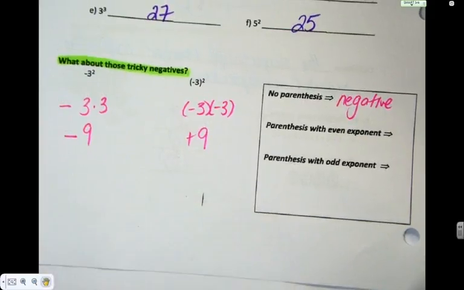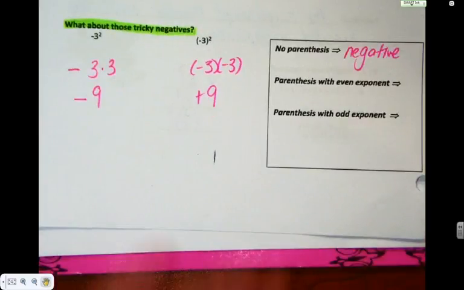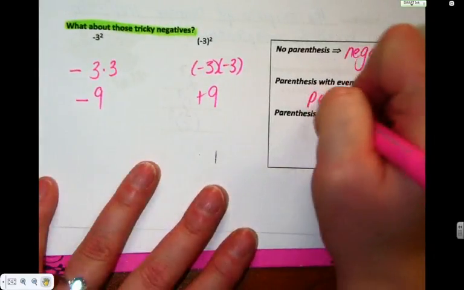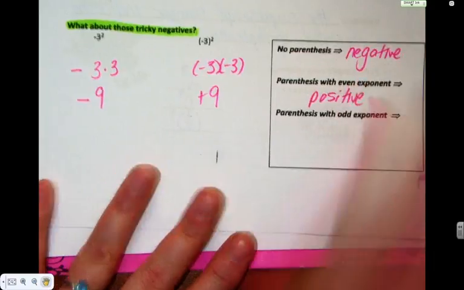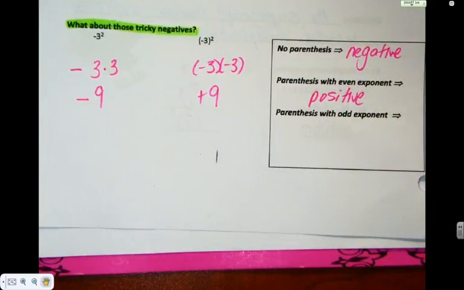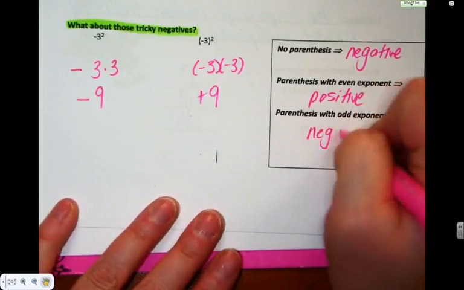Well, what if it had had an exponent of 3? That would have been negative times negative times negative. And what happens when you have an odd number of negatives? It's negative. And what happens when you have an even number of negatives? It's positive. So if there are parentheses, there are two choices. If the exponent is even, the number is going to be positive. If there's parentheses and the exponent is odd, it's going to be negative.